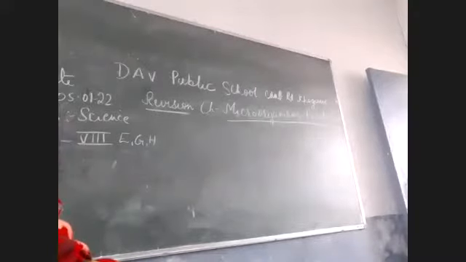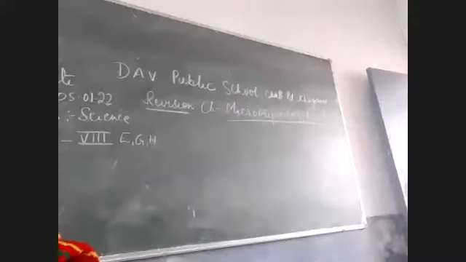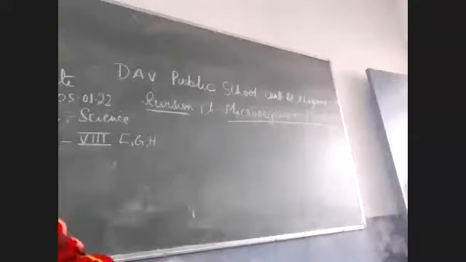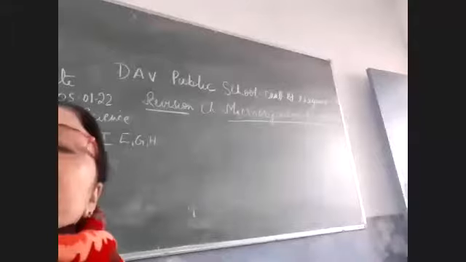Next is for the diseases which are there in animals. These diseases are foot and mouth disease. Which organism causes it, and which animal gets affected? Virus, and cattle is the animal that gets affected by foot and mouth disease. Very good.